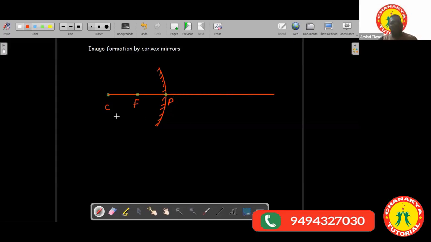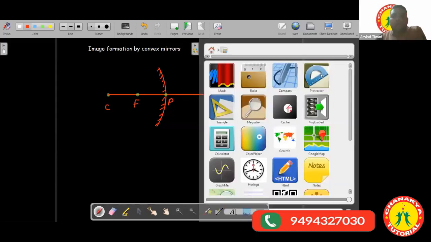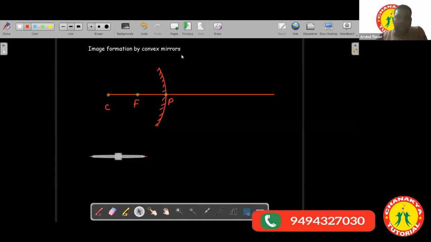Now, first of all, we will see about the rules that will be used. Which rules will be used for making the images for convex mirrors. Okay, so let us see again, the two rules are the same as we had for the concave mirrors, but let's see how they work here.